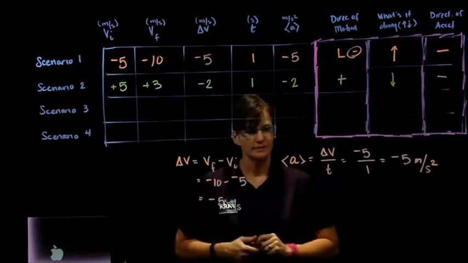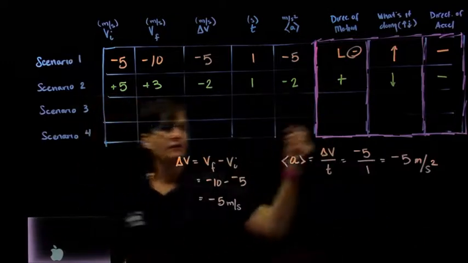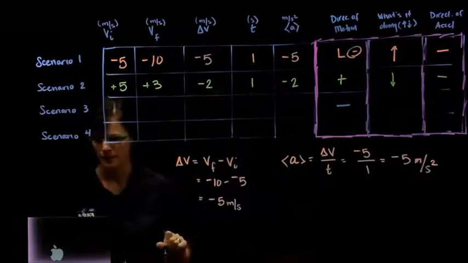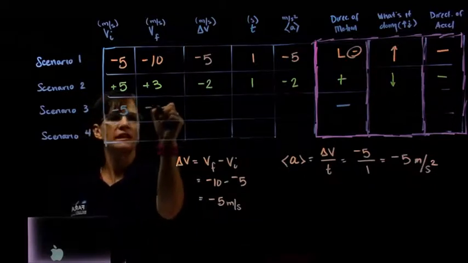All right, scenario number 3. While traveling to the left, I have that information right away. My velocity changed from -5 to -3.